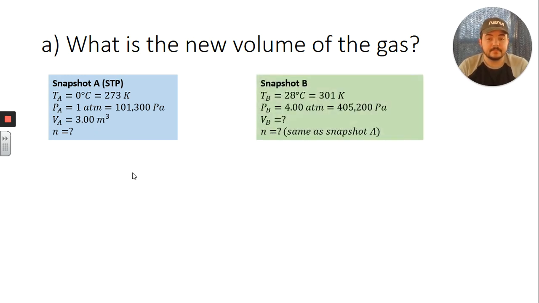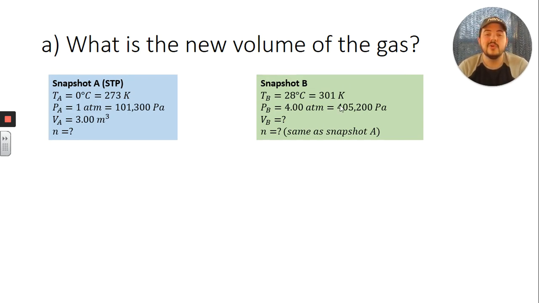Snapshot B is at 28 degrees Celsius or 301 Kelvin. The pressure is 4 atmospheres or 405,200 pascals. We don't know the new volume of the gas. That's what we're trying to figure out in part A of this problem. And again, we don't know the number of moles, but we do know that it's going to be the same as what it was in snapshot A because there is no intake of new gas into the cylinder or exhaust of gas out of the cylinder.